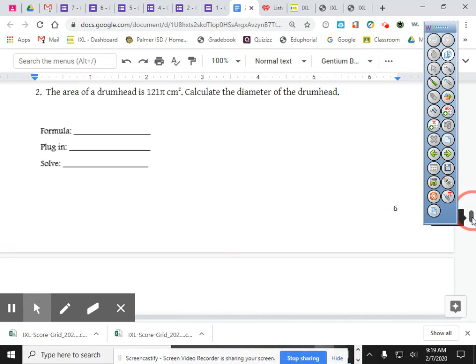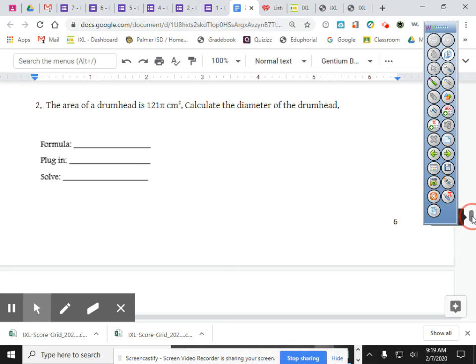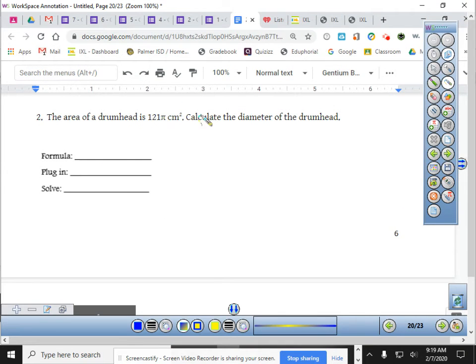Number 2. The area of a drum head is 121 pi square centimeters. Calculate the diameter of the drum head. Did they change pi? No. What do they give you? Area. The whole thing is the area. What is it asking you for? What is the formula for area? A equals pi r squared.